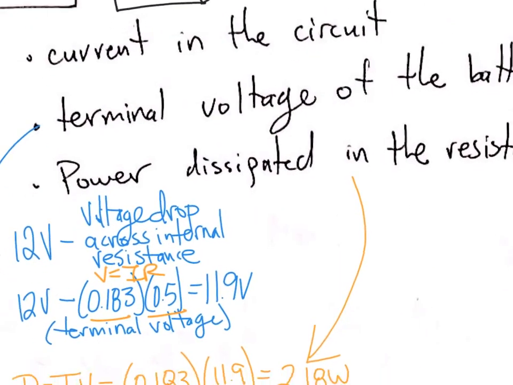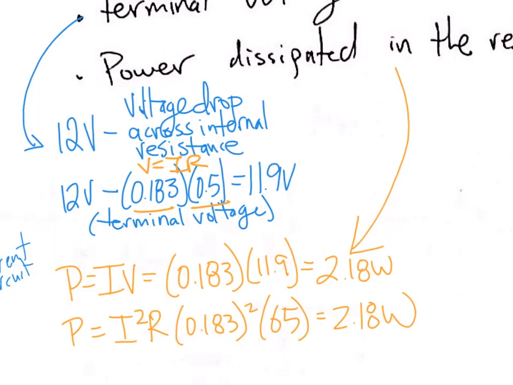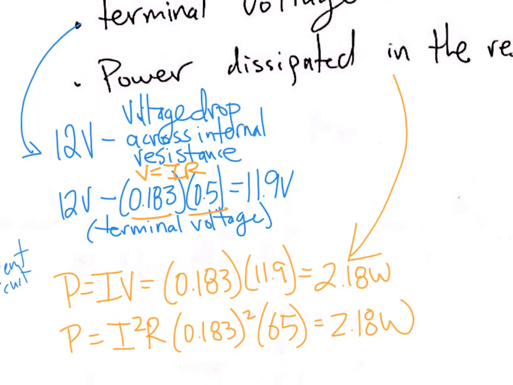Lastly, power dissipated in the 65 ohm resistor. So I think I've calculated this two ways, where we know that the current through the 65 ohm resistor is this many amps, and we know the voltage across it is 11.9. That's what the battery is actually putting out. So we can multiply and we get 2.18 watts.